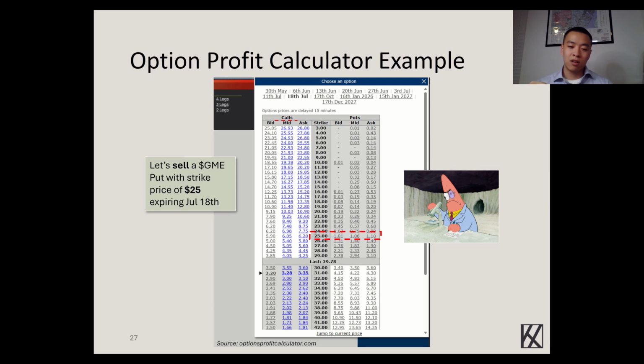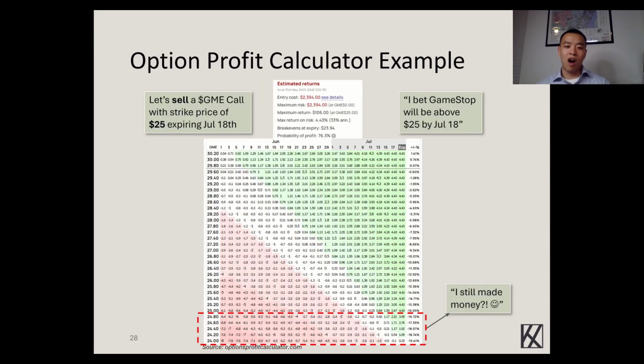That means I receive $106 when I sell it. Boom, right in my pocket, which is great. So what Options Profit Calculator shows me is pretty much how my returns will look as the days go by through expiration.